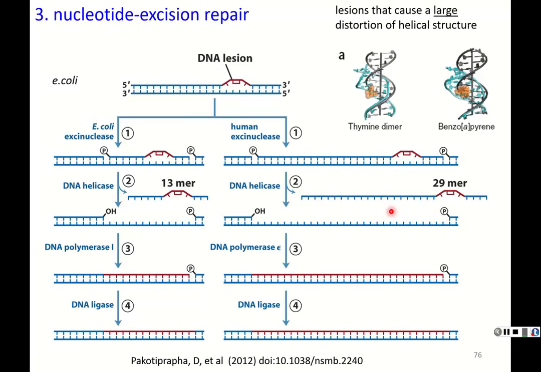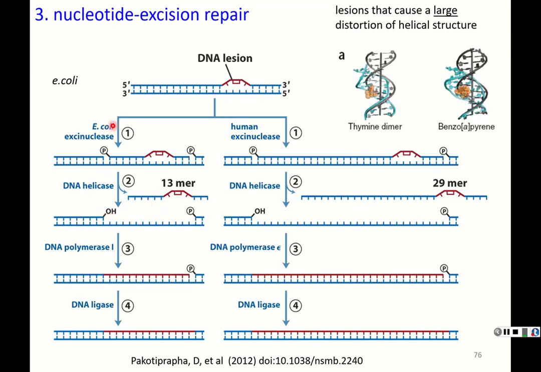Third method is nucleotide excision repair, and it's sort of similar to the previous method, except now it's not just one base that's altered, but several bases in a row, something that's referred to as a lesion, right? Lesions create larger distortions of structure. So in E. coli, we have what's known as an exonuclease. It will find this lesion and cut out a larger piece around there. And in this case, it's 13 nucleotides long.